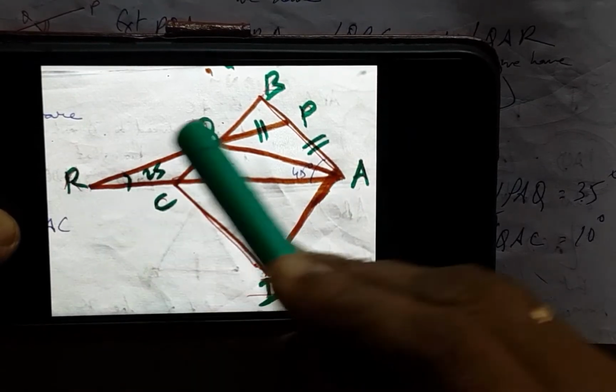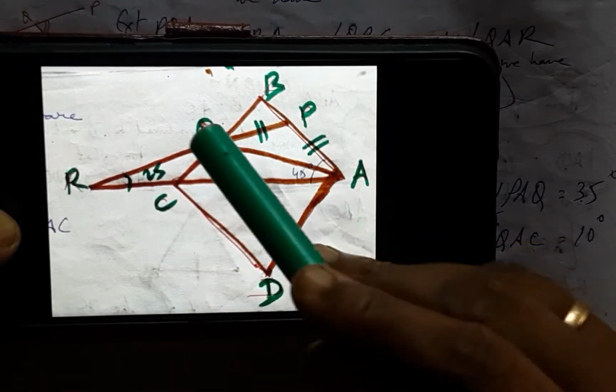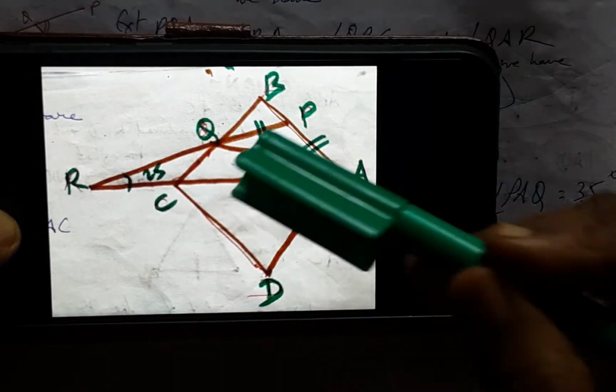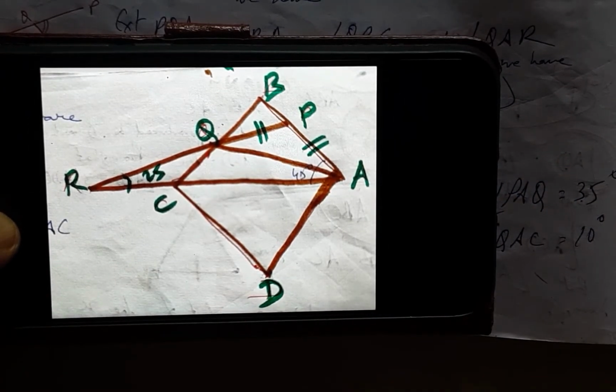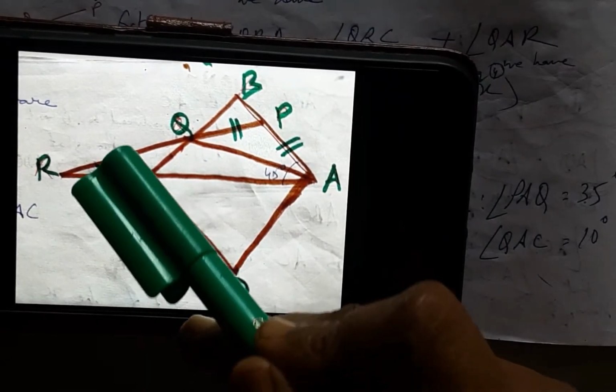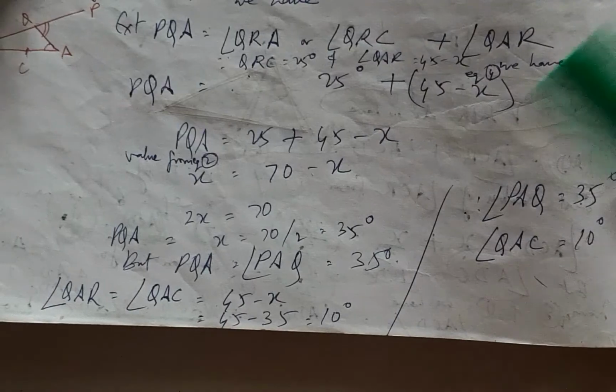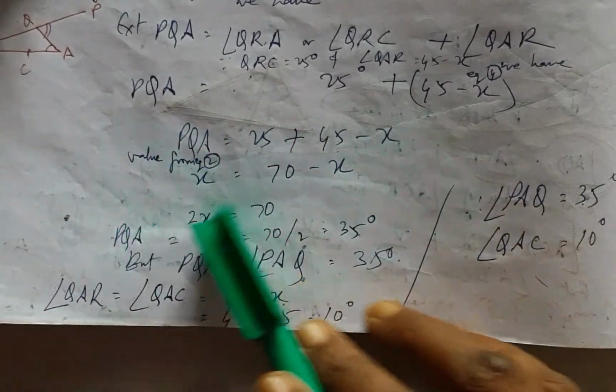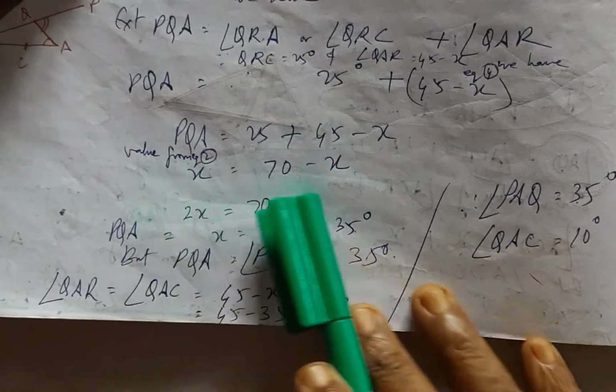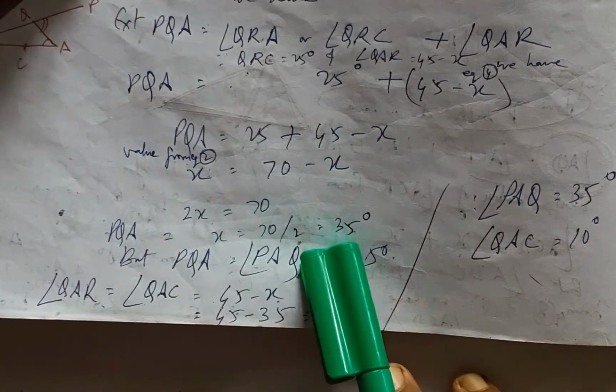And for this triangle, PQA will be the external angle. This angle is the external angle, and that is the sum of this 25 and this 45 minus X, and that has been written here. And from that we can arrive at the X value, which is 35.